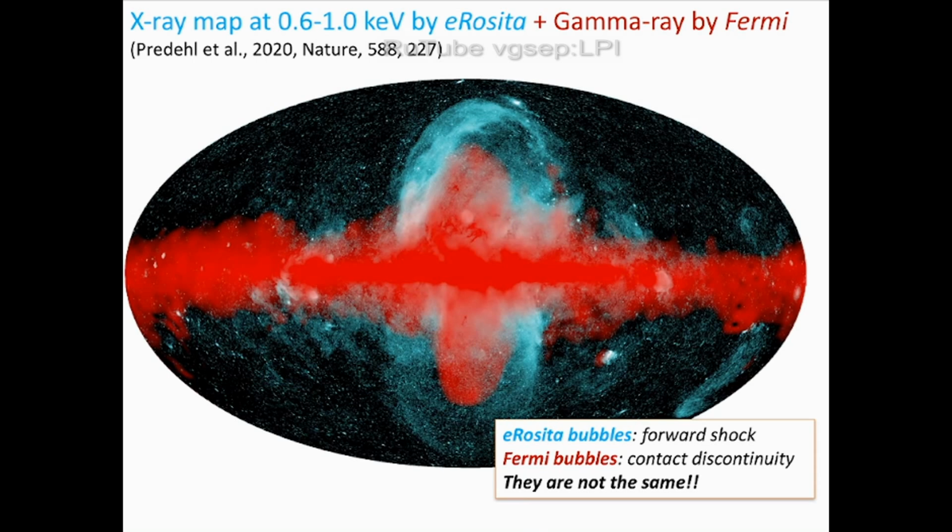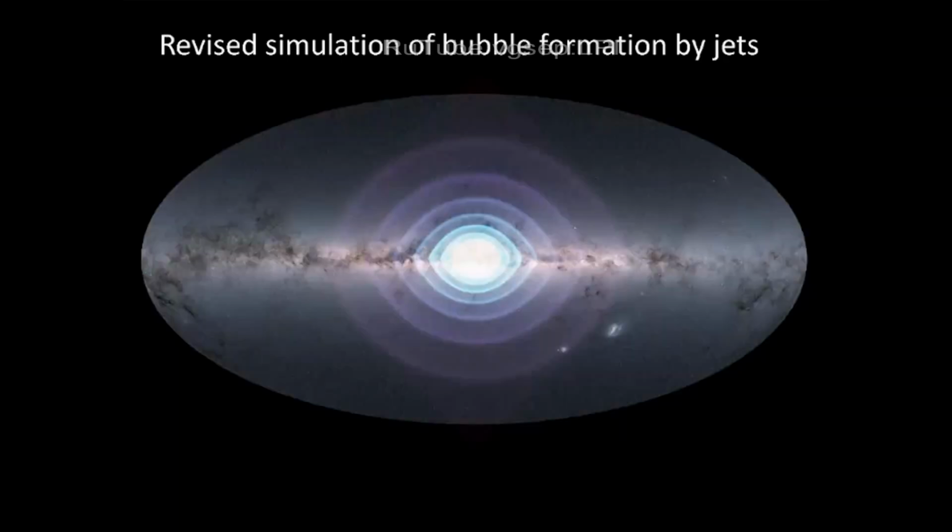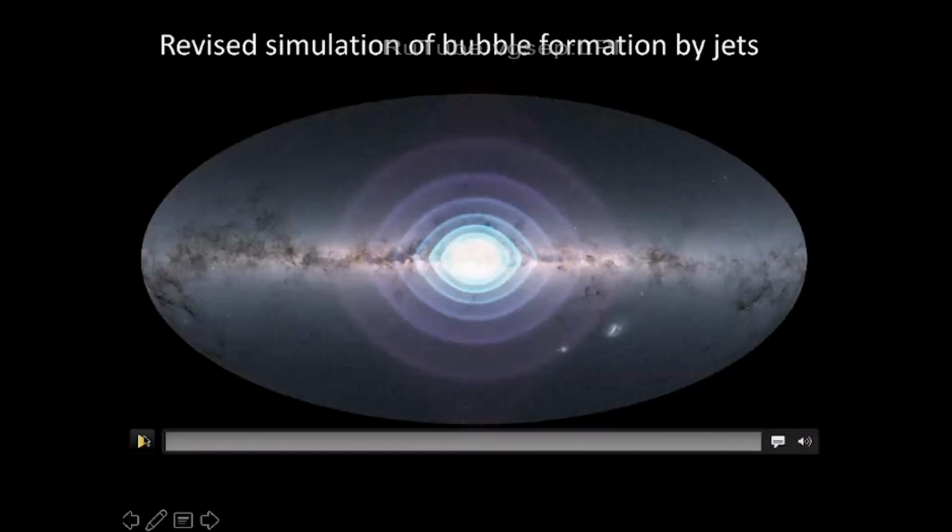So I went back to my previous simulations again and tried to find what kind of jet parameters can actually reproduce both the location of the Fermi bubbles and the morphology of the shock front. Indeed, I found one parameter set that can fit the morphology of both bubbles. Here I'm going to show you a short animation made from my revised simulation of the Fermi bubbles. Let me play this animation.